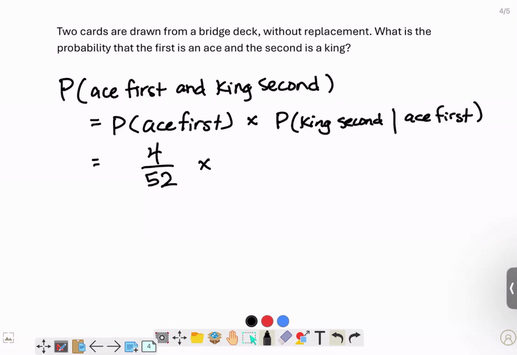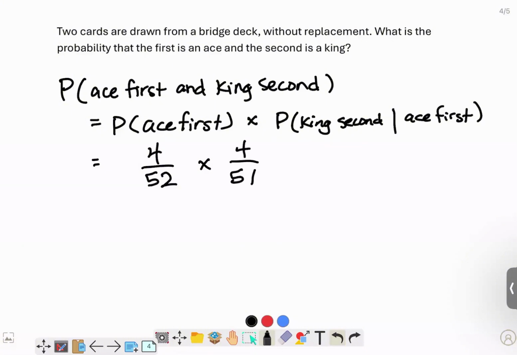All right, so for the second probability, we didn't put the first card back. So now we only have 51 cards in the deck. So our sample space has changed to just 51 cards. And we're picking a card out of the 51, and we're assuming that the first card was an ace. So that would mean there are still 4 kings in this deck. So we have 4 chances to choose a king out of the 51 cards that are left in the deck.